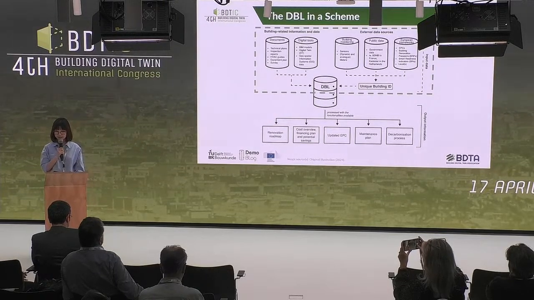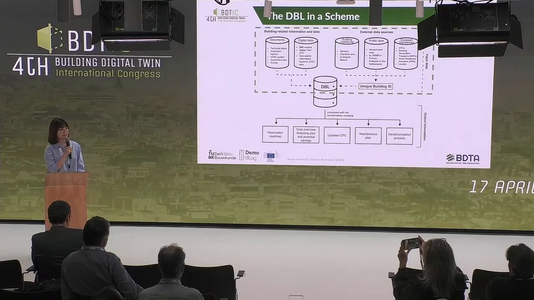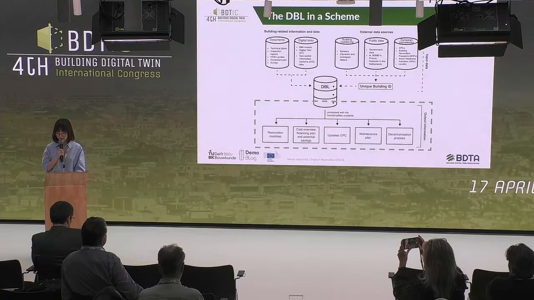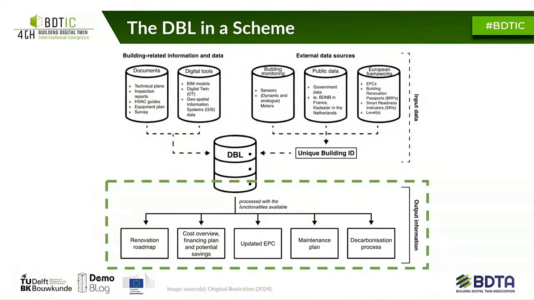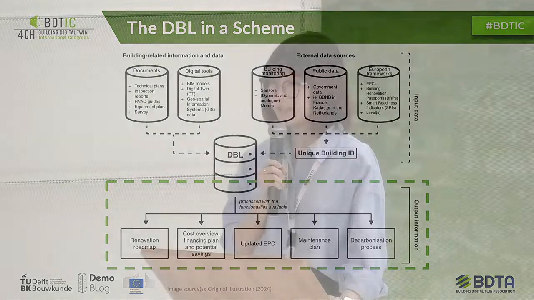How this works is that once all the necessary data is stored or linked to the DBL, the services built around the DBL will then process the data to provide useful and relevant information that is needed to, for instance, design renovation roadmaps, plan the costs and finances for the renovation activities, as well as monitor and assess the decarbonization progress of their home. And these services are what we call functionalities.